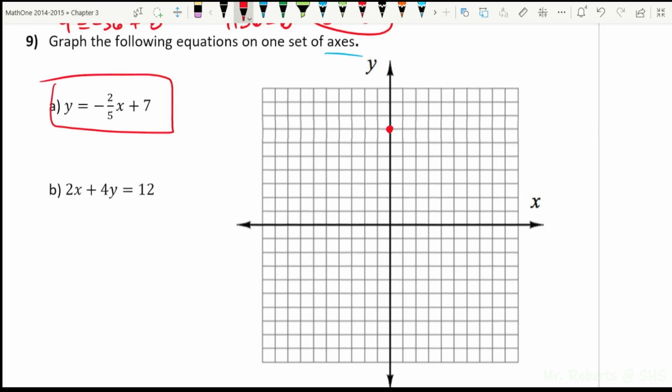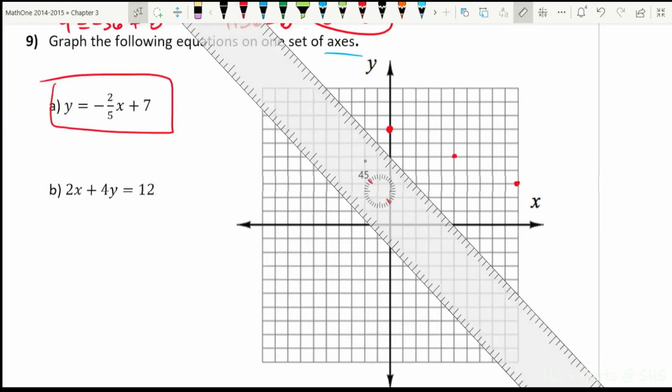And then I have a slope pattern of down 2 over 5. So I just go down 2, over 1, 2, 3, 4, 5. And why not do it again? Down 2, over 1, 2, 3, 4, 5. Good. I need a ruler for that.